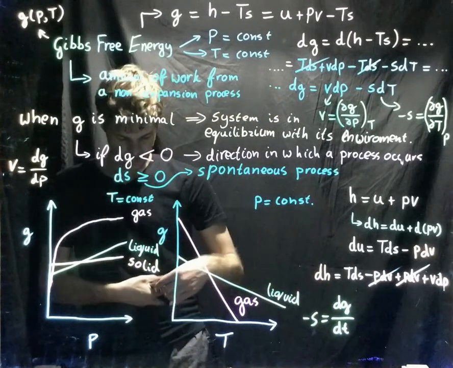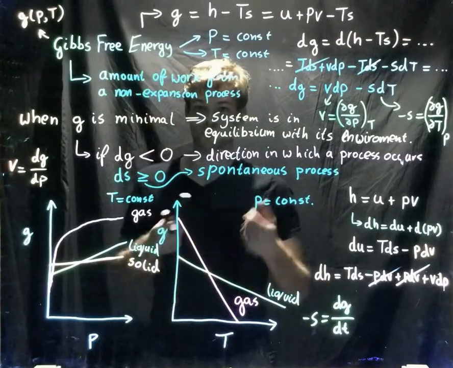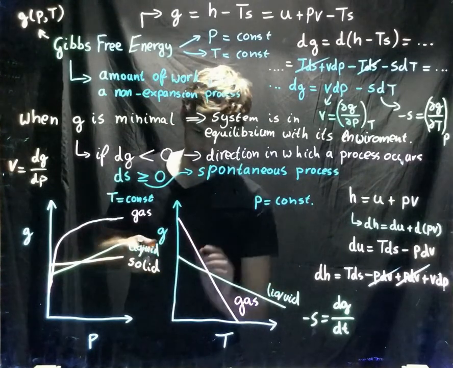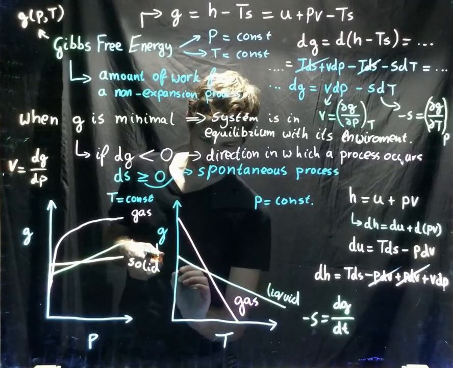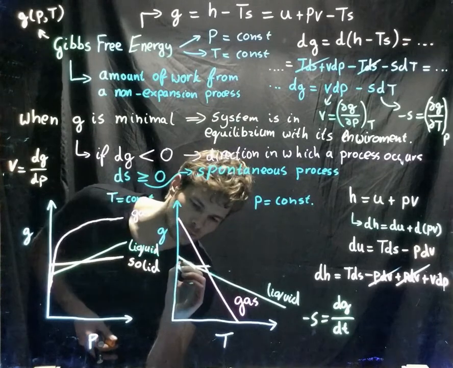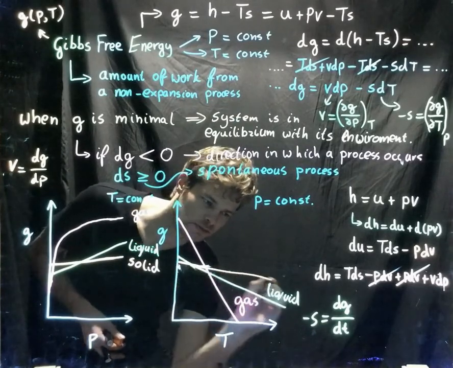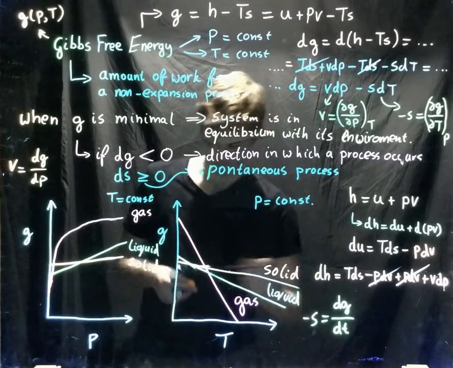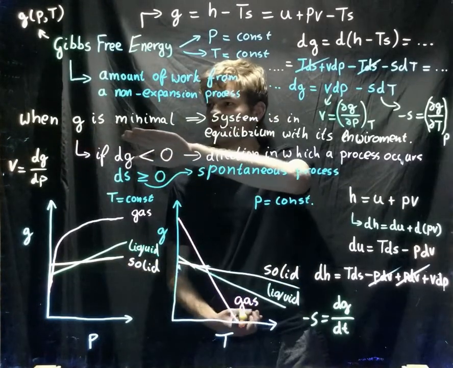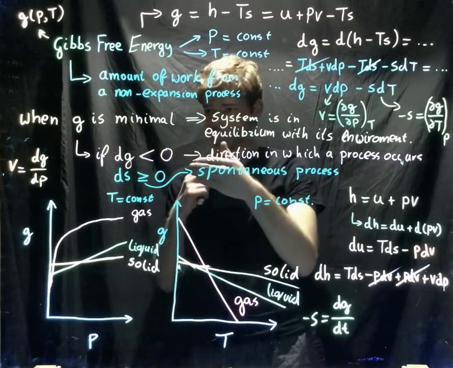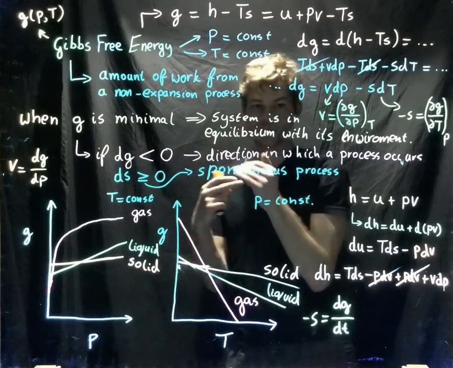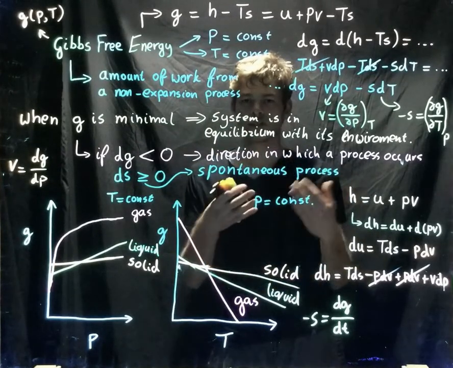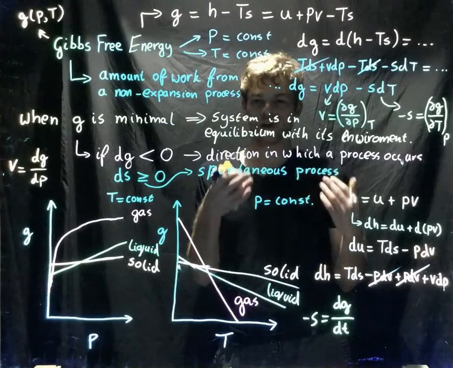And if we have a solid, the entropy is even lower, so the rate of change is even lower. So that will look like this, a solid. When the Gibbs free energy is minimal, the system is in equilibrium with its environment.